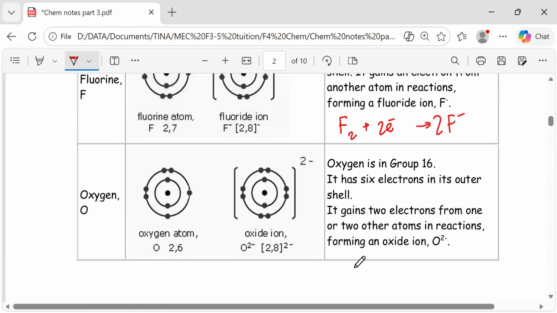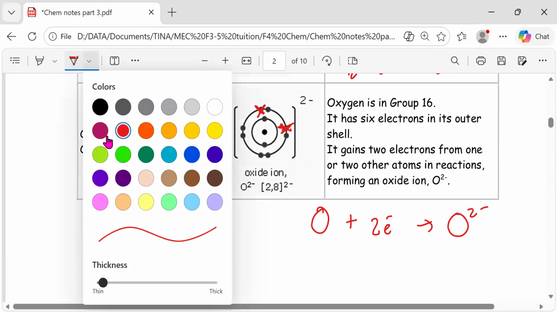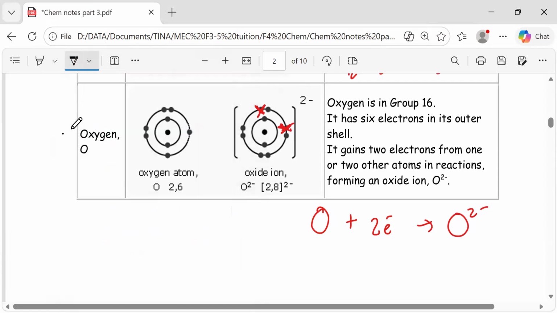Okay, so one oxygen, this one, right? Look at this, six of it belong to the original, the other two, seven, eight, are from somebody else. Get it? Oxygen receives two electrons to become O2 negative. But oxygen exists as O2, four electrons. That's okay. So this is how the half equation looks.